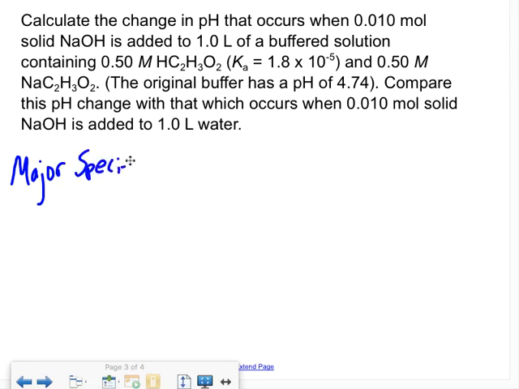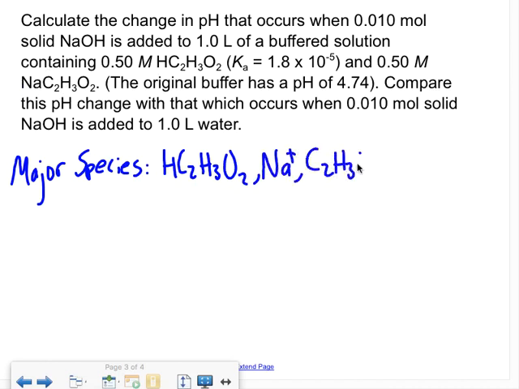Well, we have our buffer components, which is this acetic acid, and the base component of the buffer, sodium acetate, is soluble, so we'll have the ions. Of course, we have water. And then we're adding sodium hydroxide, which is going to dissociate into Na plus and OH minus. Now I already have sodium in my list, so I'm just going to add OH minus hydroxide. All right, these are our major species.